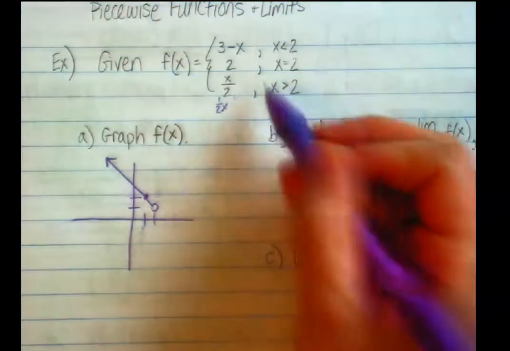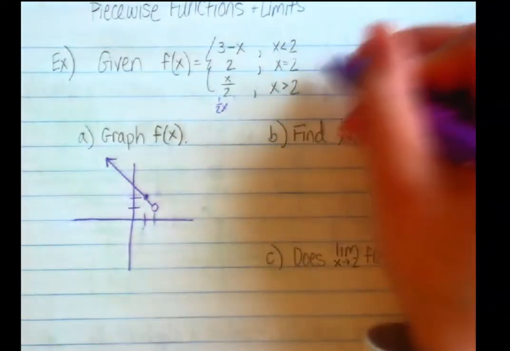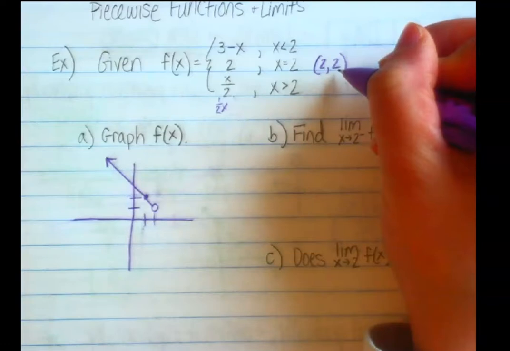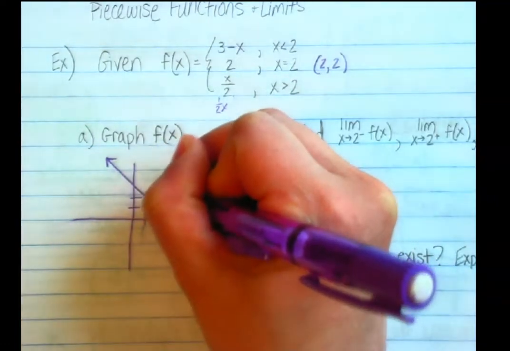Okay. This middle piece, it says f of x equals 2 when x is equal to 2. That's really just giving you a point, right? The point (2, 2). So it's defining what y is at x equals 2. And so I'm just going to plot that point, (2, 2), right there.